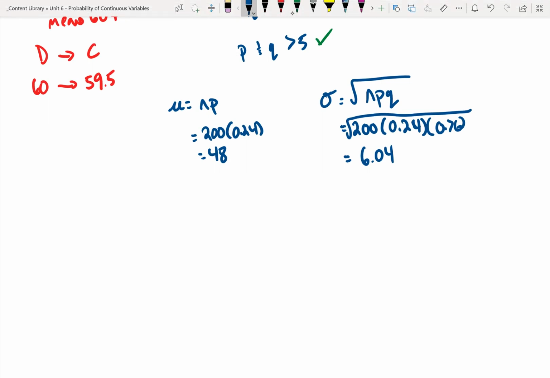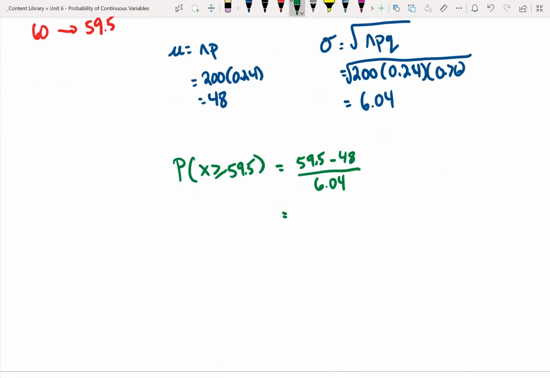So now I can find my probability. The probability that x is greater than or equal to 59.5. This is now a continuous variable. I can do 59.5 minus the mean, which is 48, divided by the standard deviation, 6.04, and I get a z-score of 1.90.